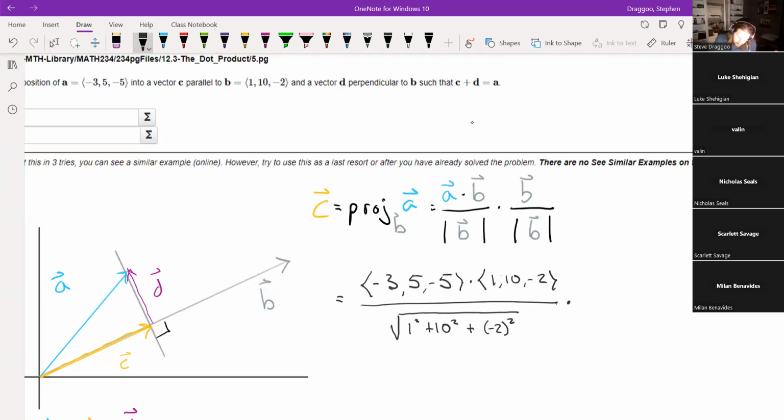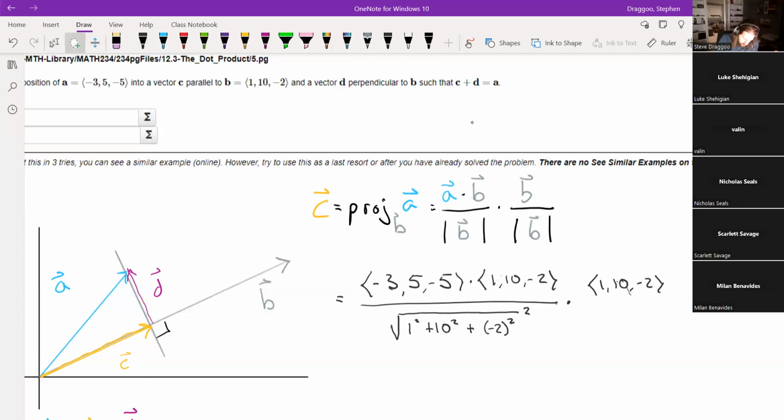And then I want to take the dot product of that with the unit vector in B's direction, which would be the vector 1, 10, -2, divided by the square root of the same thing. But I'm just going to rewrite that to be a little bit easier. Instead of multiplying by 2 identical square roots, I'll just say that it's the original square root squared.